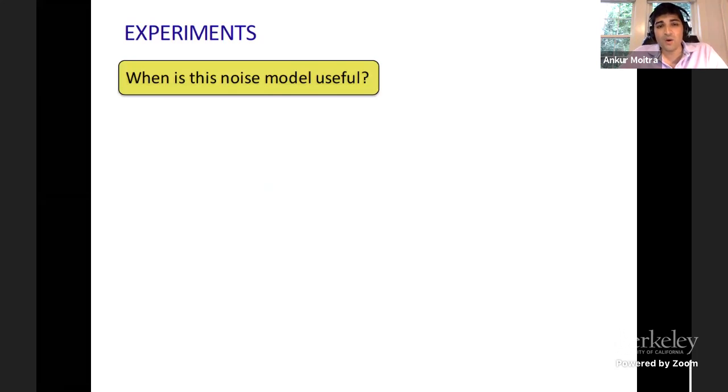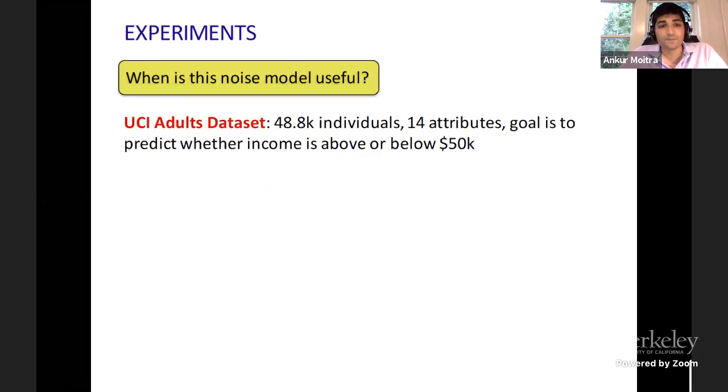So when is this noise model of Massart noise useful? Well, let me tell you about an experiment we did. We took the UCI Adult data set, and if you don't know what this is, let me explain. There are about 50K individuals in it. Each individual is defined by a vector of attributes, about 14 attributes, things like marital status, education level, and what have you. The goal is to take this vector of attributes for each individual and predict whether their yearly income is above or below 50K. So it's a pretty simple prediction problem.